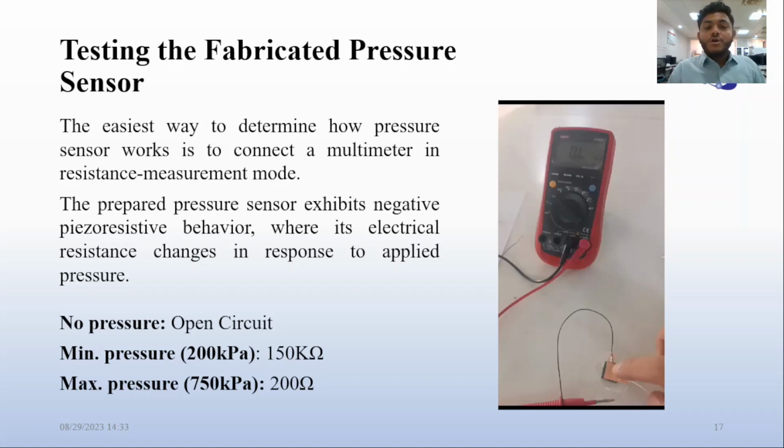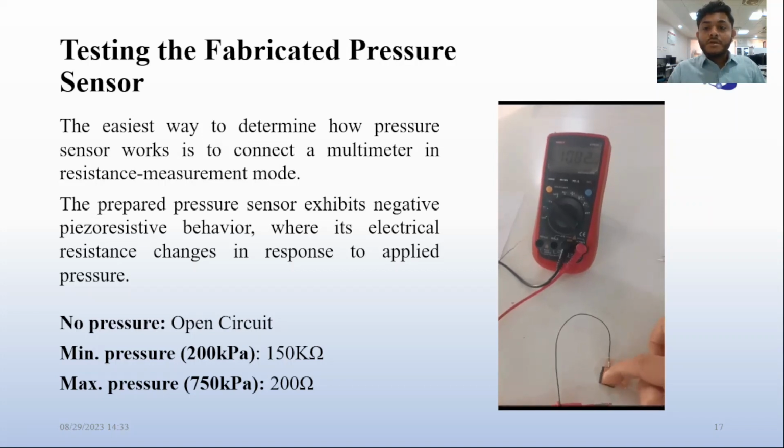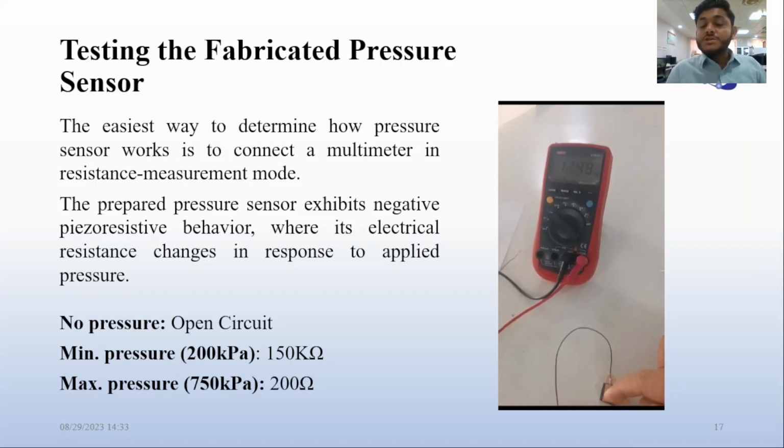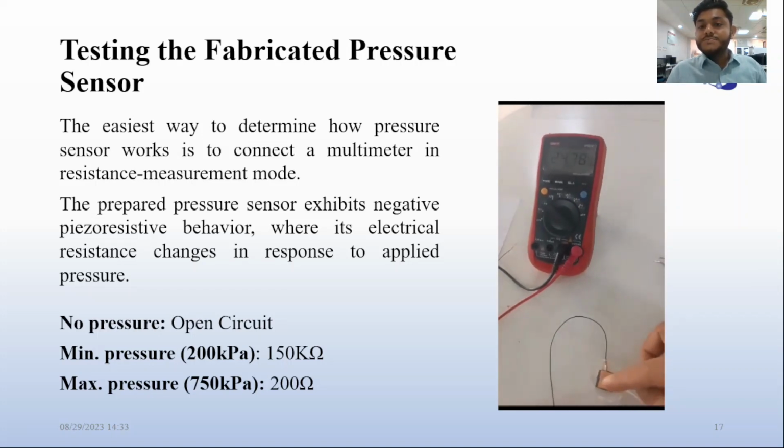When we are not applying pressure, we have an open circuit, and when we apply very minimum pressure, according to the measurement, we applied 200 kilopascal, which showed 150 kilo ohm resistance, and then we applied maximum pressure, which was 750 kilopascal. It showed 200 ohm resistance. As you can see in the video, the resistance of the pressure sensor is changing when we are applying the pressure.